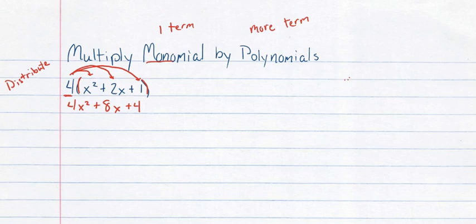Let's try another one though. Let's say my monomial is 3ab, and then inside parentheses, I have 2a squared plus 3b cubed. Same steps. We're still taking the outside monomial and distributing it in, meaning we're multiplying across. What's different though is the variables. So 3 times 2 is 6.